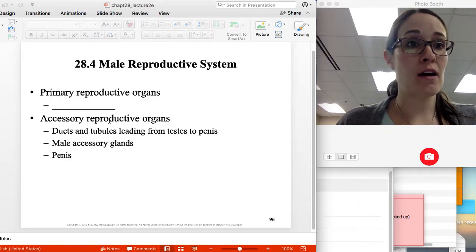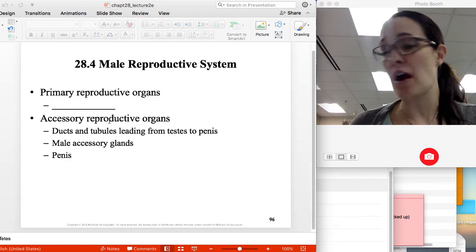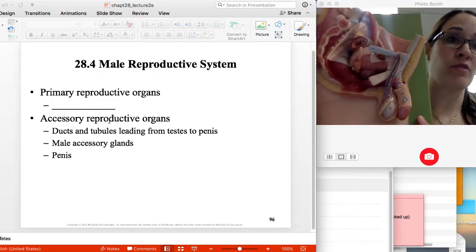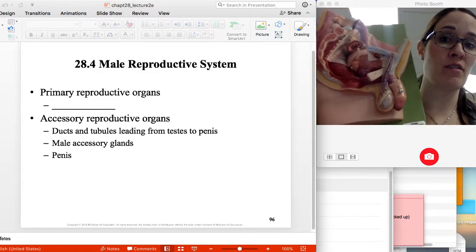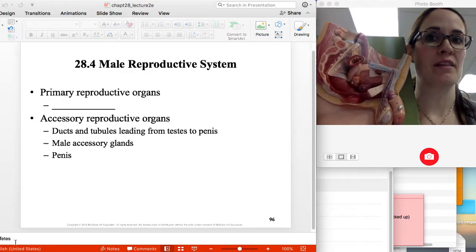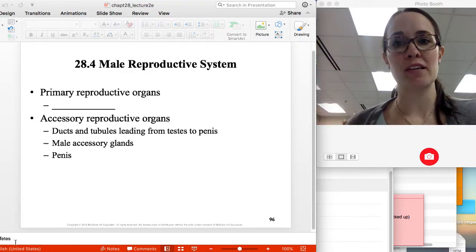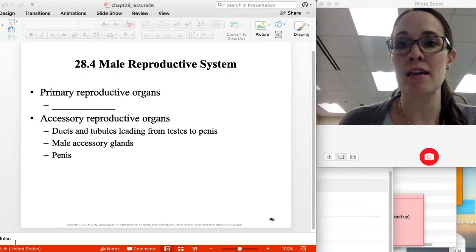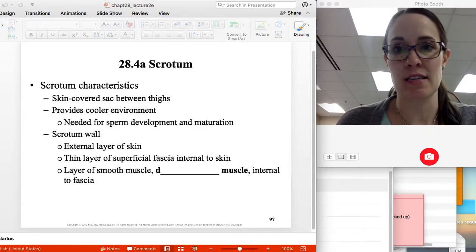So, just like the female, the male has primary reproductive organs. So here's the mid-sagittal view. The testes, and you can see in the lower left here what goes in the blank. The testes are the primary reproductive organs. Everything else related to the reproductive system anatomy is considered accessory to the testes.